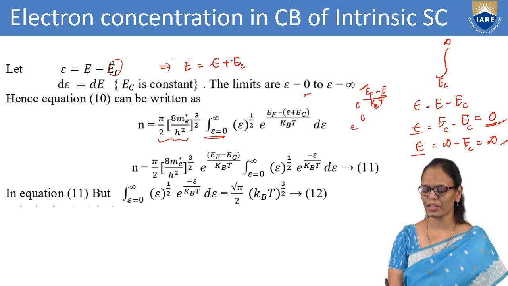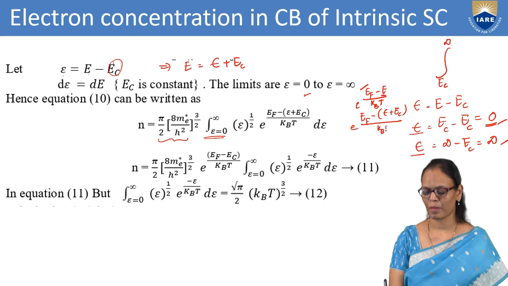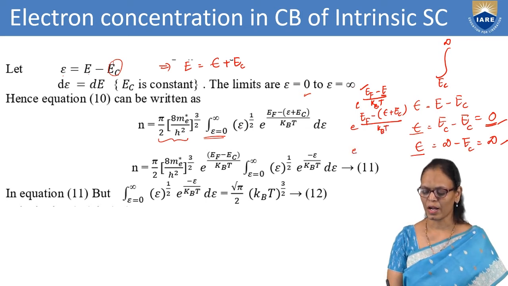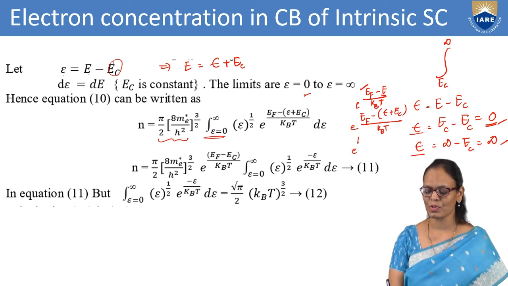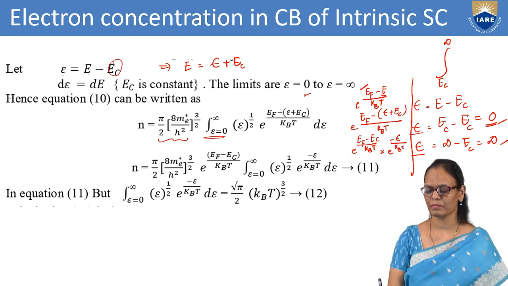So E power EF minus epsilon plus EC upon kBt. I can take out the constants outside here. EF is a constant, EC is a constant. So I can write it as EF minus EC by kBt into E power minus epsilon by kBt.